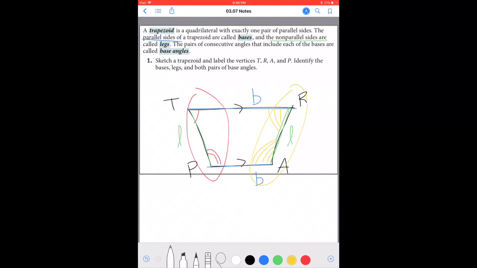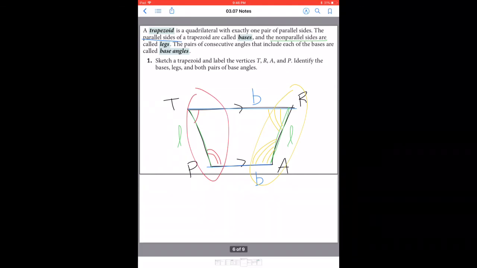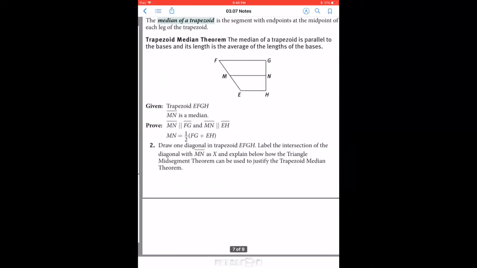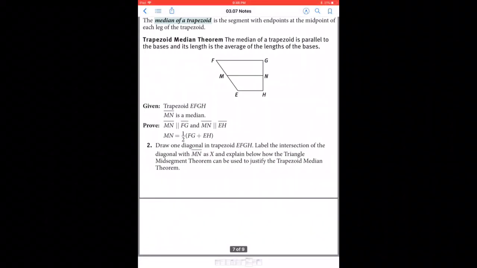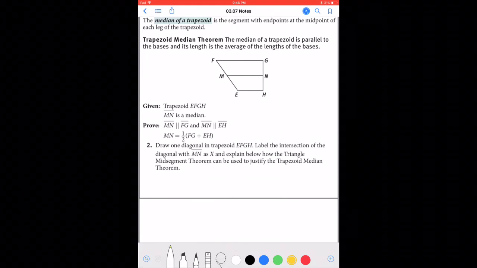So it's changing it a little bit, and we'll learn some properties tomorrow that will be about that. But now that we have some vocab words, let's try to look at one more vocab word before we're done today. So our last vocab word that we're going to talk about is called the median of a trapezoid.